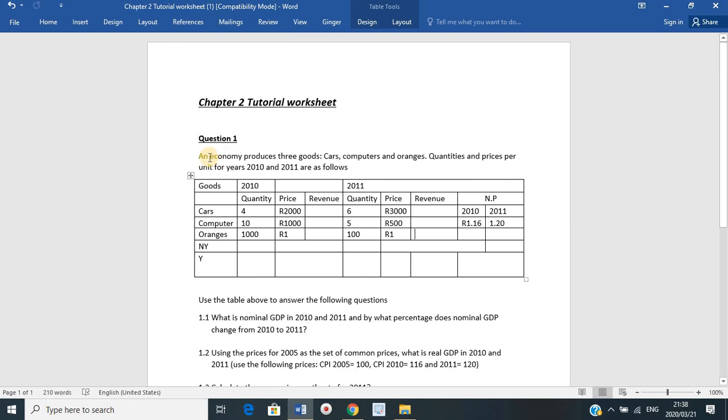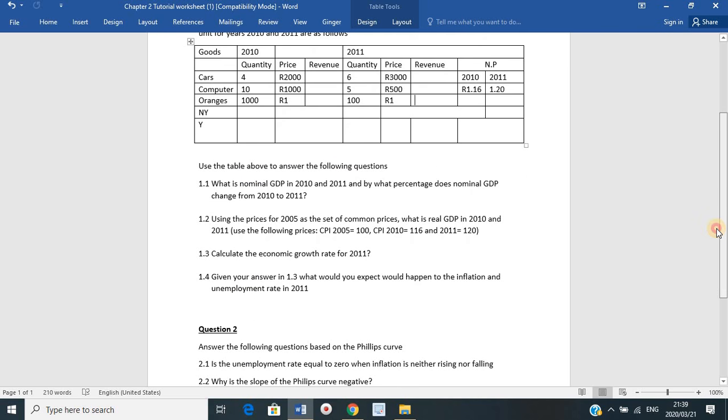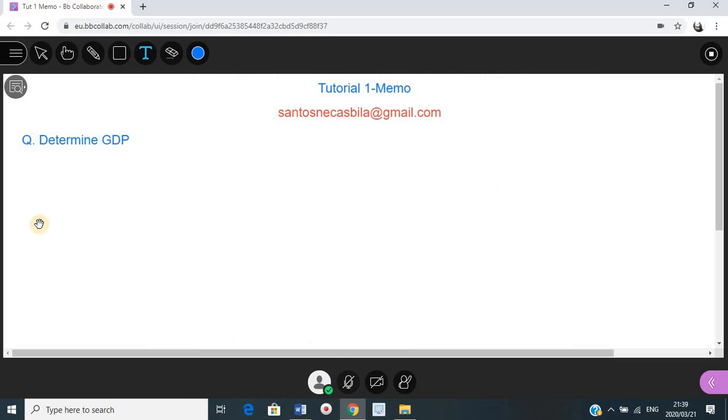Good. It says question 1, an economy produces three goods: cars, computers, and oranges. Quantities and prices per unit for the years 2010 and 2011 are as follows. So I'm going to read through the table. We're just going to go straight to the question. What is the nominal GDP in 2010 and 2011, and by what percentage does nominal GDP change from 2010 to 2011? Okay, let's see how we do it.